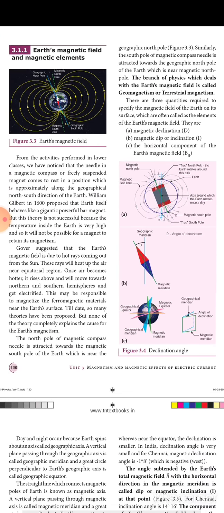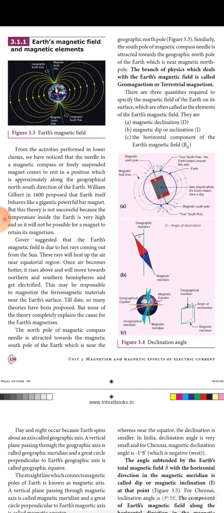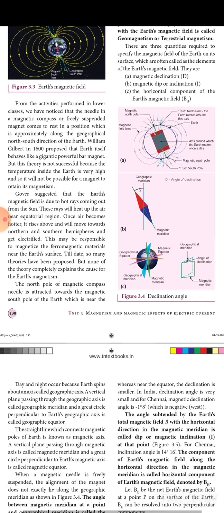First of all, we have discussed the very important topic of magnetic elements. There are three elements in this lesson. First, magnetic declination. Second, magnetic dip or inclination, indicated by capital I. And third, the horizontal component of the earth's magnetic field. These are the three important components of the magnetic field.